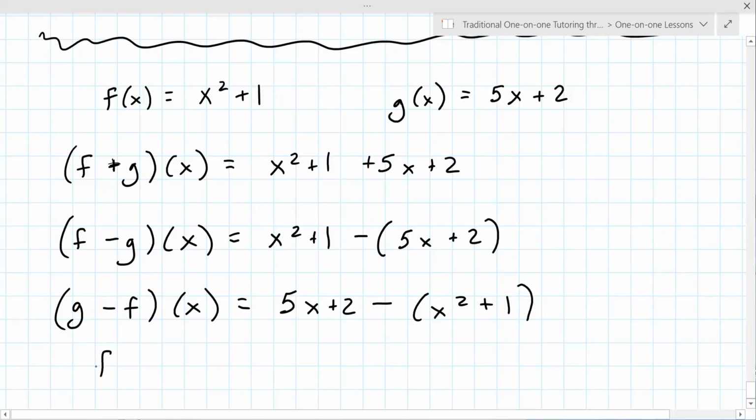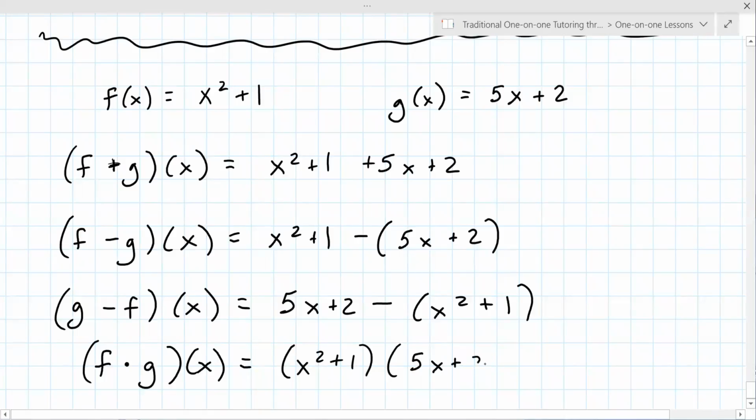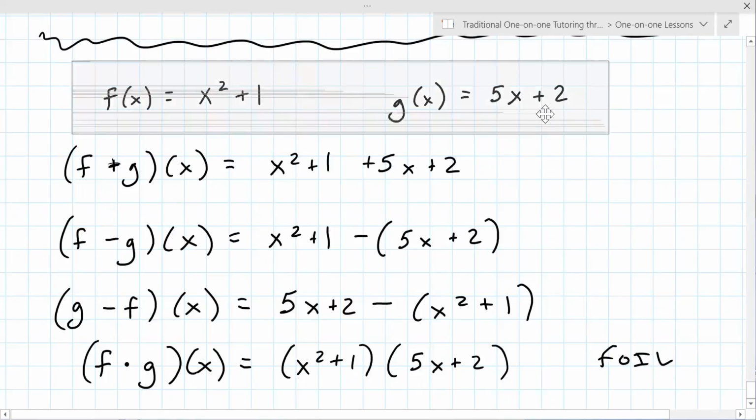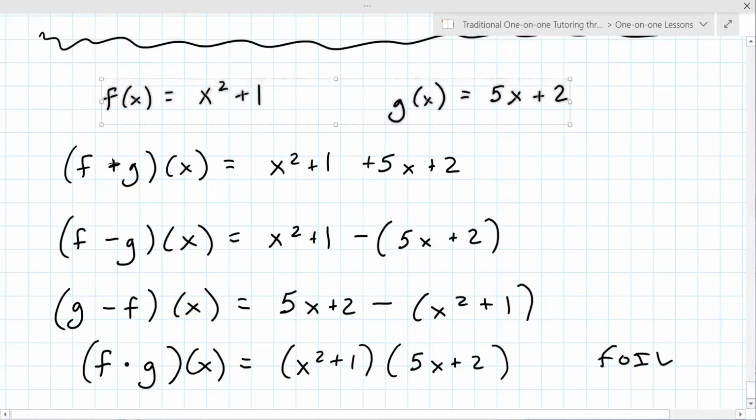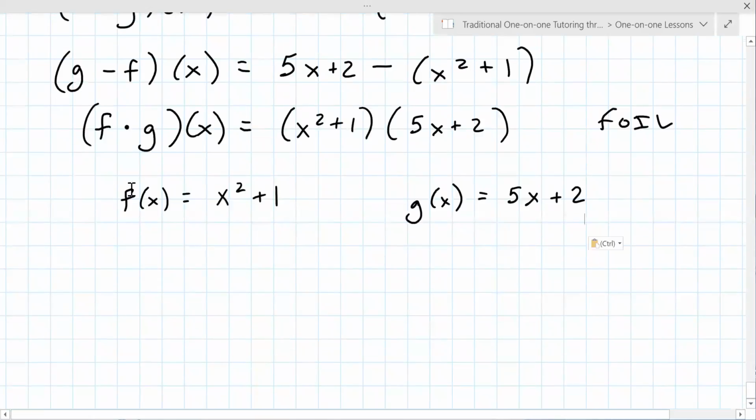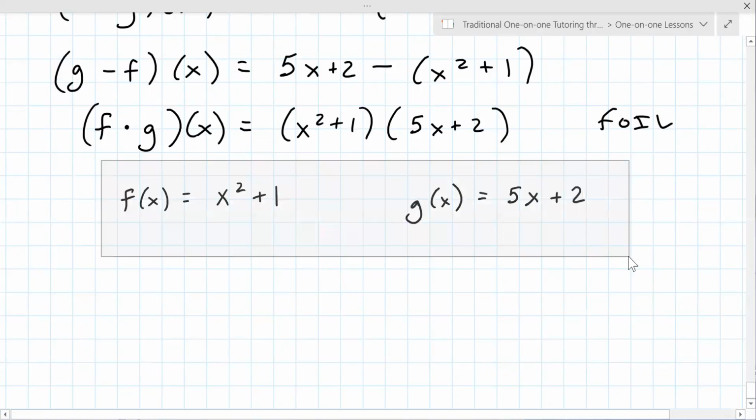So here's another one. I could say, what is f times g of x? And then we multiply the two functions. You multiply them together. This is your FOIL that we talked about. Okay, I'm just going to copy the f and g again down, and we'll keep going on this.